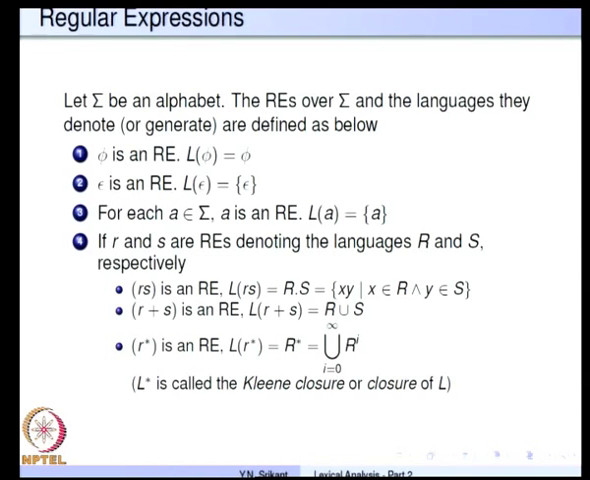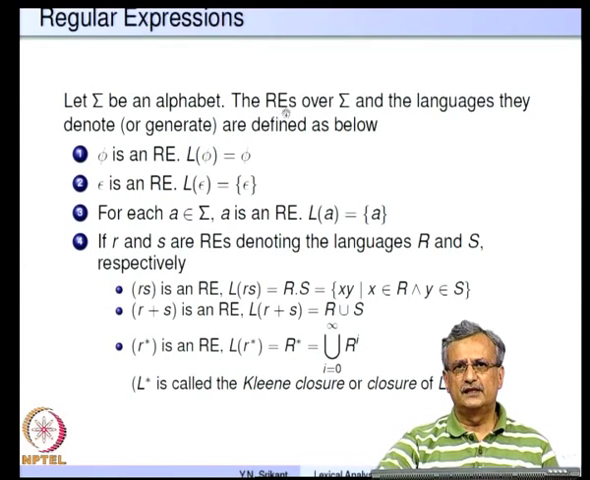So, let us first define regular expressions. This is really an inductive definition. So, we have three base clauses. For example, sigma, let us say, is an alphabet. The regular expressions over sigma and the languages they generate or denote are defined as below. So, the null set phi is a regular expression by definition, and the language of phi is also the null set phi. The empty string epsilon is also a regular expression by definition, and the language generated by the empty string is the set containing the empty string. Please note the difference between phi and the set containing epsilon. Phi contains nothing, whereas this set contains the null string epsilon.